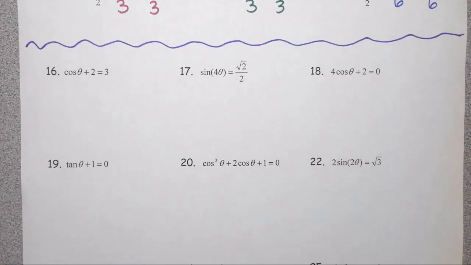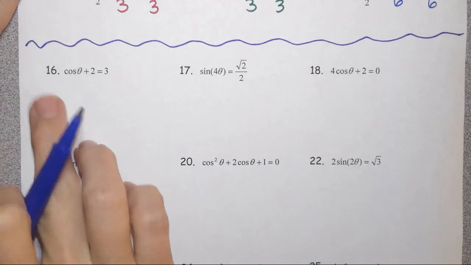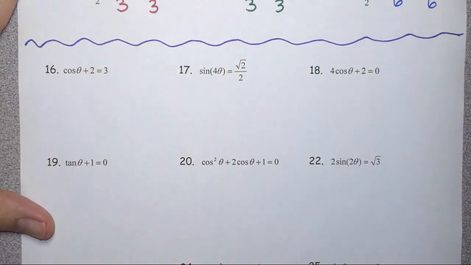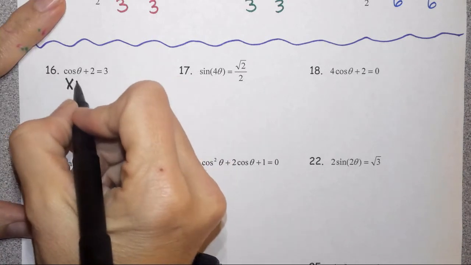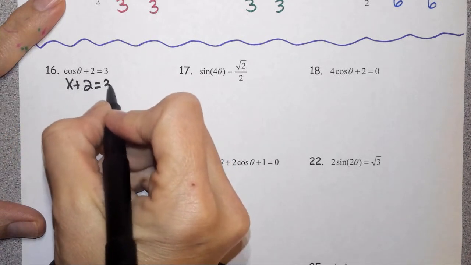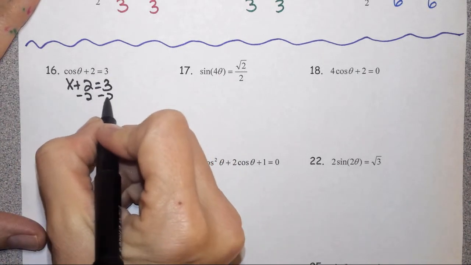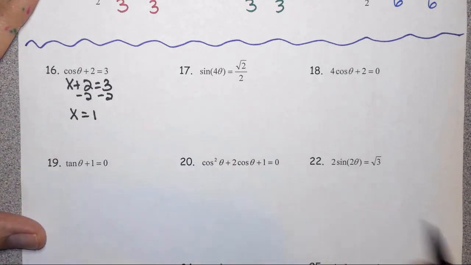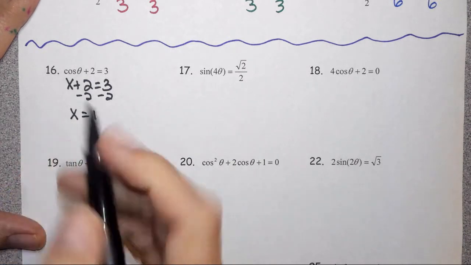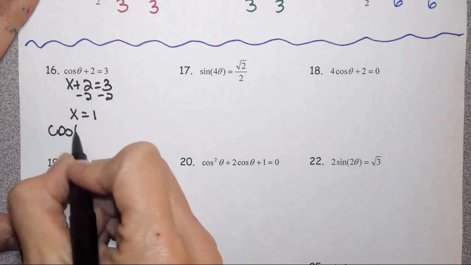your circle. So when I did these in class, what I usually did most of the time is I changed the word cosine, sine, tangent, whatever trig word they gave me, to x until I was done solving. So for instance, on number 16, I would start off by changing the word cosine to x, and I'd say x plus 2 equals 3, and I'd solve for x. So I'd subtract 2 from both sides and get x equals 1. And then I'd go back and change this x to a cosine.